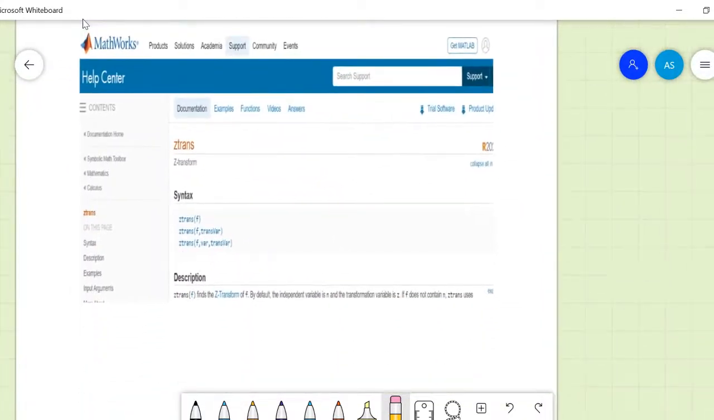The software used for Z-transform is MATLAB, where you have a separate function known as ztrans. It has the syntax ztrans(f), ztrans(f, transVar), and ztrans(f, var, transVar). We can use the trial version also.